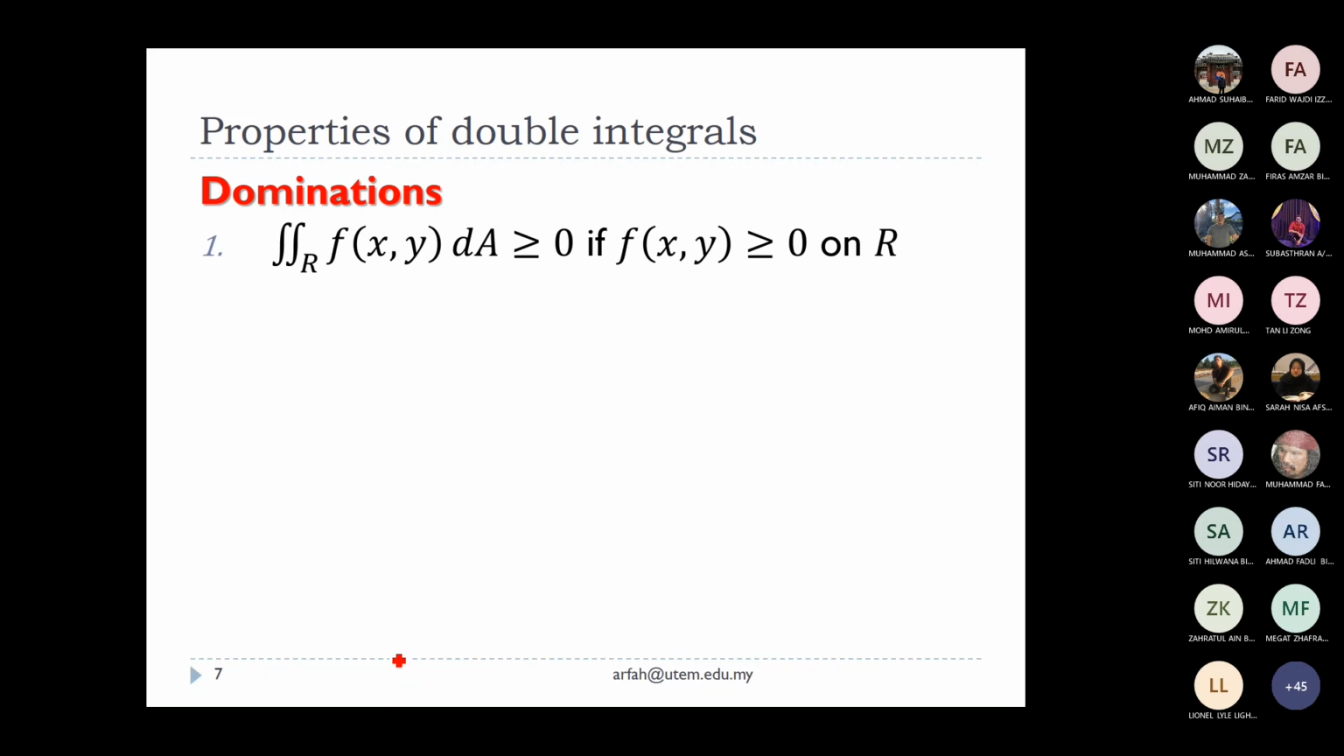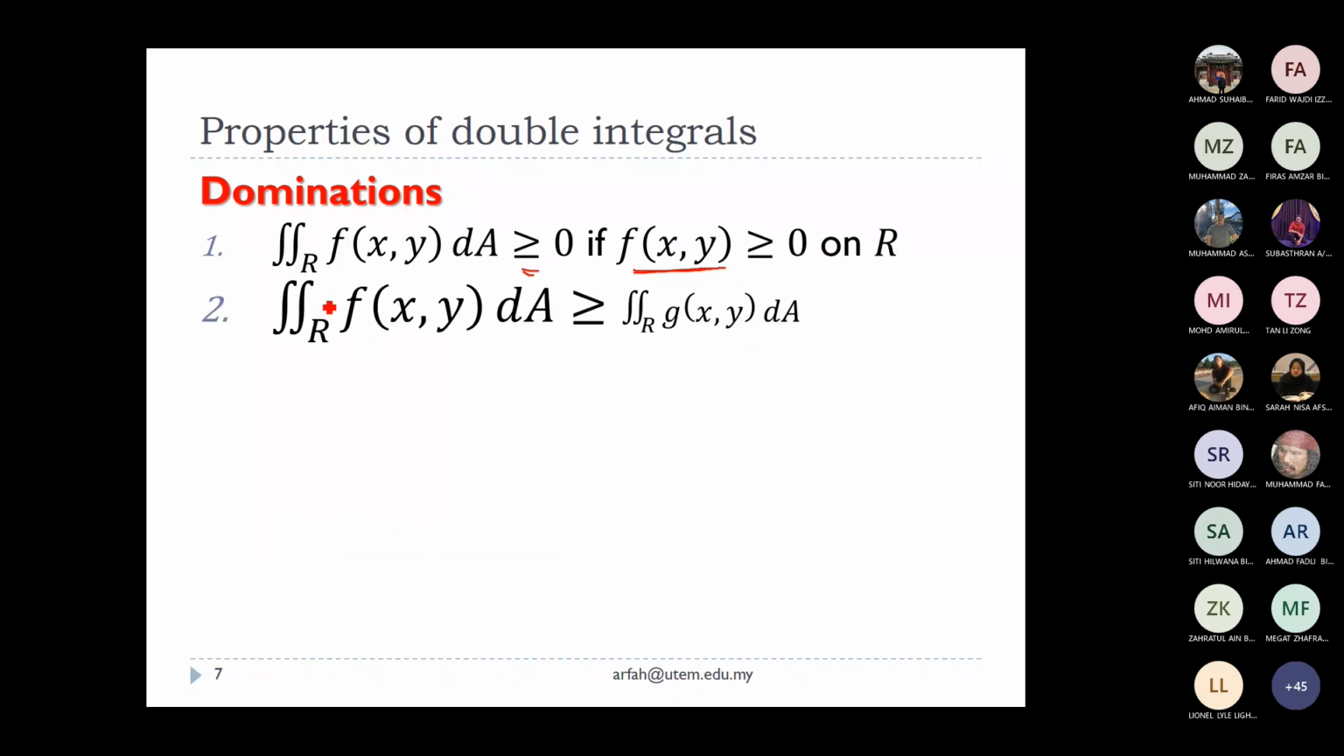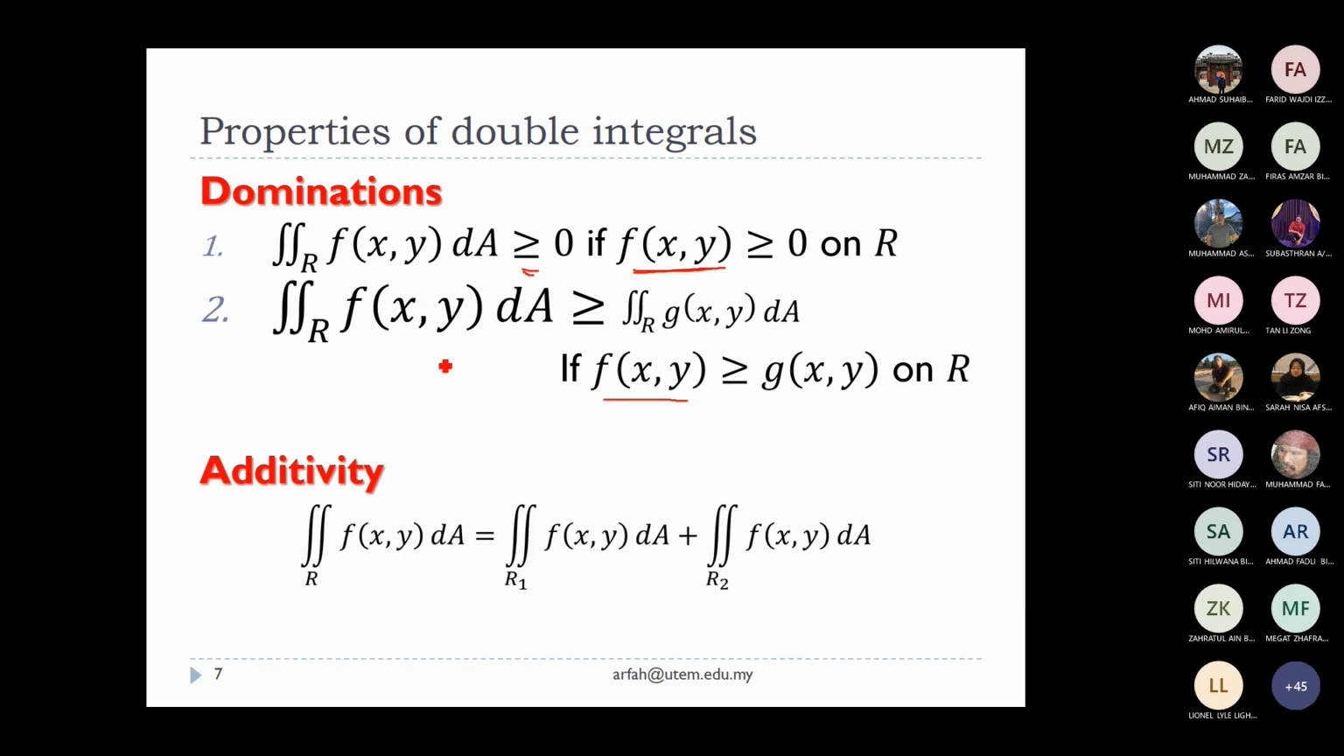Then the next one, we have domination. If function f is greater than 0, then the value of the integration is also greater than 0, meaning that function f is greater than 0 on the region R. And if function f is greater than function g, then the integration of function f will be greater than the integration of function g. So the result of the integration is that f is greater than g as well. Then additivity: if you have a region R that is divided into two areas, R1 and R2, and this is the whole region R.